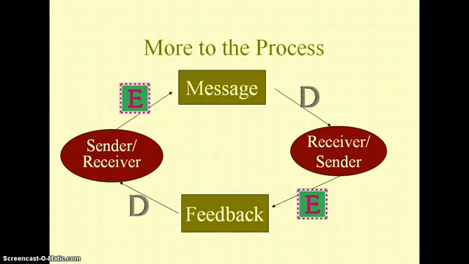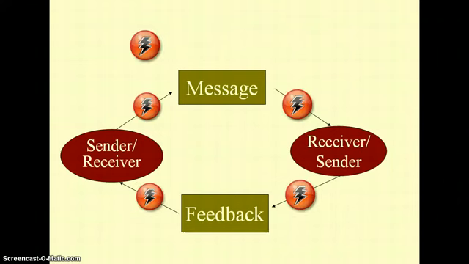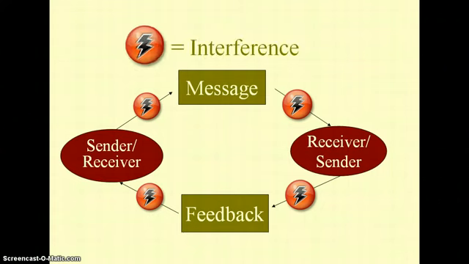Now, decoding can be pretty simple, but some things can get in the way. They can get in the way of encoding and decoding, but decoding is the one that can be hit the hardest. What am I talking about here? I'm talking about interference. Interference is anything that disrupts or prevents a receiver's interpretation of a sender's message as the sender intended it.